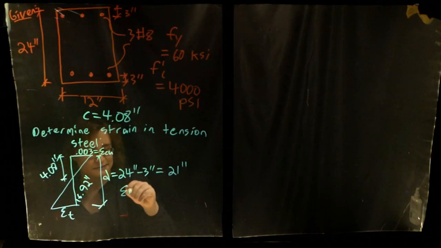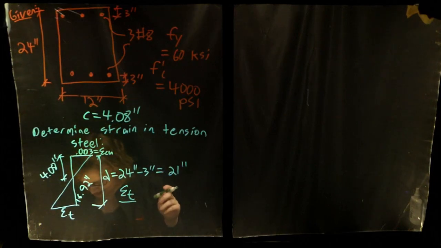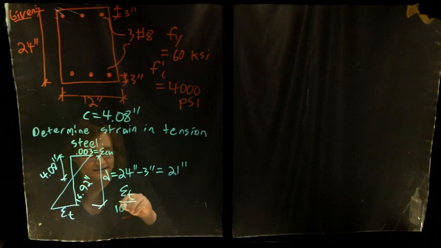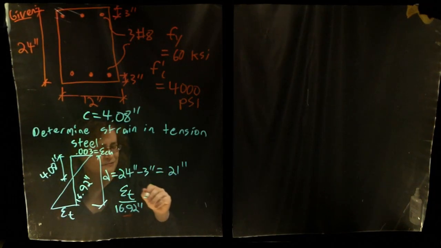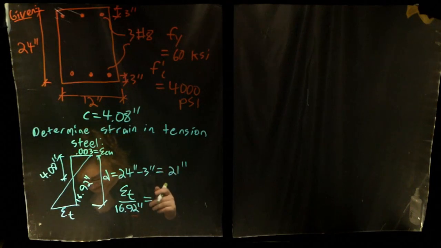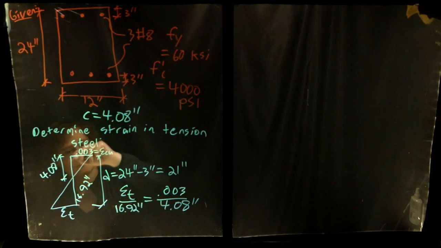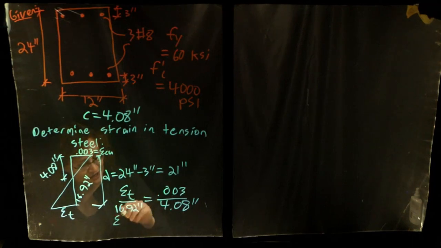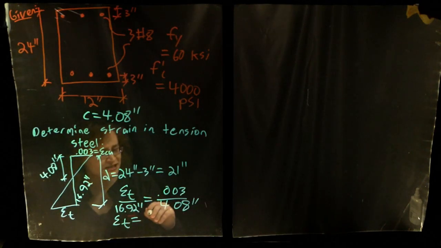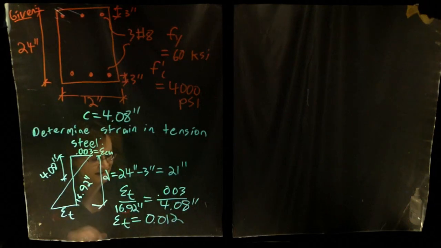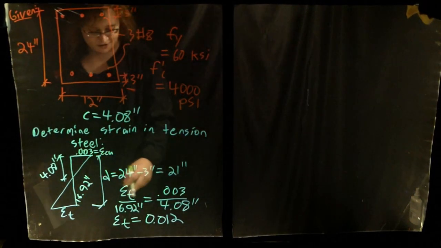So I can then set up a pair of similar triangles. Going back to grade school algebra, I can say epsilon t over 16.92 is equal to 0.003 divided by 4.08 inches. So yes, again, this is just an application of similar triangles, setting this triangle similar to this triangle. And if you go and solve for epsilon t, when I multiplied and divided, I got an epsilon t, the strain in the tension steel, of 0.012.